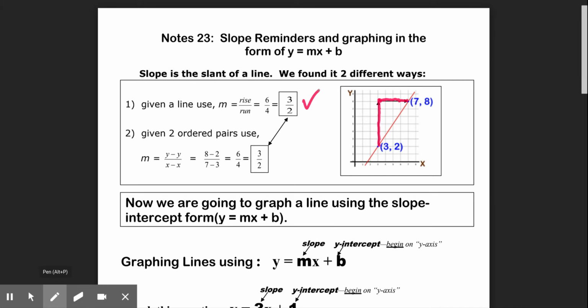Another way we've done this is given the two ordered pairs listed there. You can either do (3, 2) as your first ordered pair or (7, 8) as your first ordered pair. It really makes no difference. Either way, you're going to circle the second number. So circle, circle, dash, line, dash. I've got 8 minus 2 right here as my y values, and then 7 minus 3 as my x values. So that gives me 6 over 4, which reduces to 3 over 2, which is the same thing.